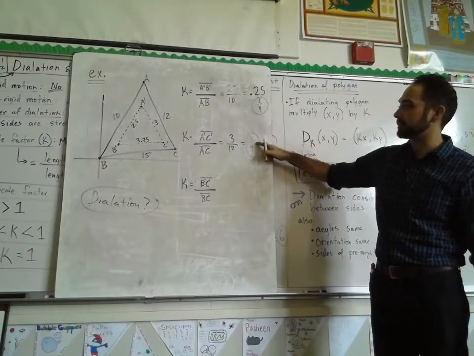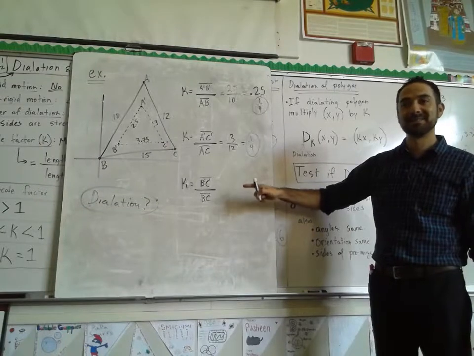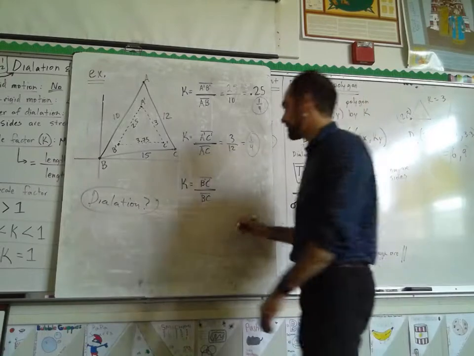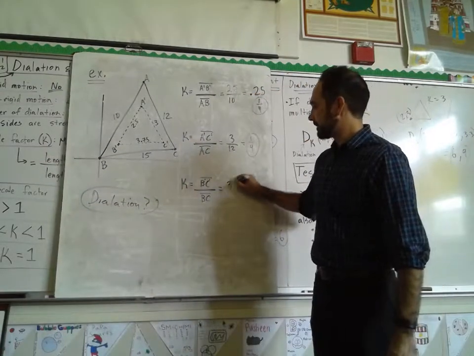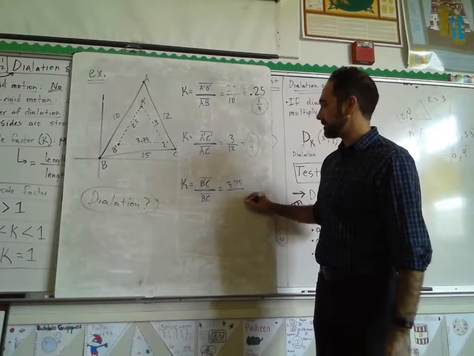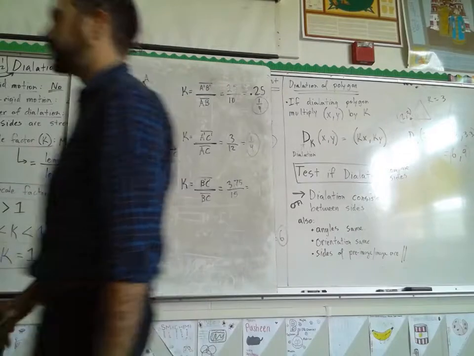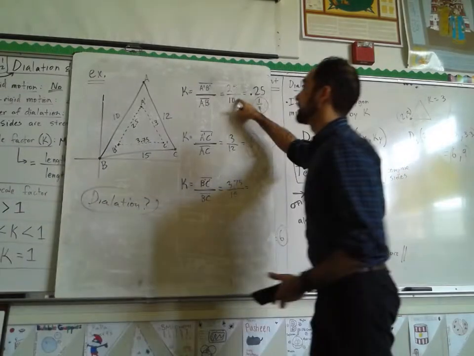1/4 scale factor, 1/4 scale factor. What does this one have to be in order for this to be a dilation? 1/4, right? It all has to be the same. That's all we're doing. All right, what is B prime, C prime? 3.75. Over? 15. You guys got it now. All right, go ahead and somebody work that out. It has to be 1/4.